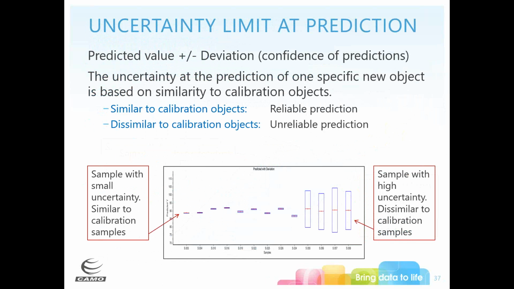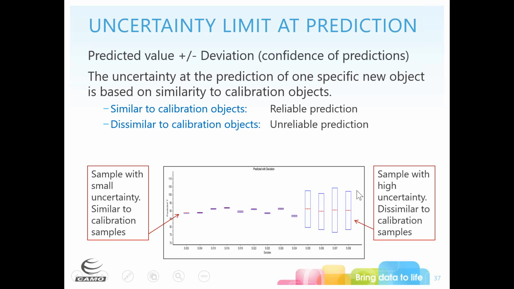This is shown when you're doing the prediction. We showed that a little bit. If you have your predicted value, this is actually on that octane data as well. So when we are predicting new samples, we can see that our first few samples here have very tight error bars. They are similar to the calibration samples. We are really confident in that output.